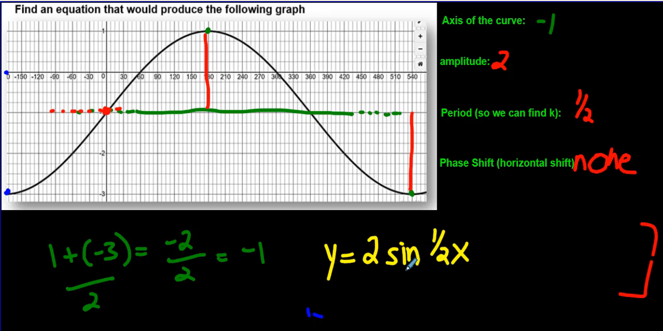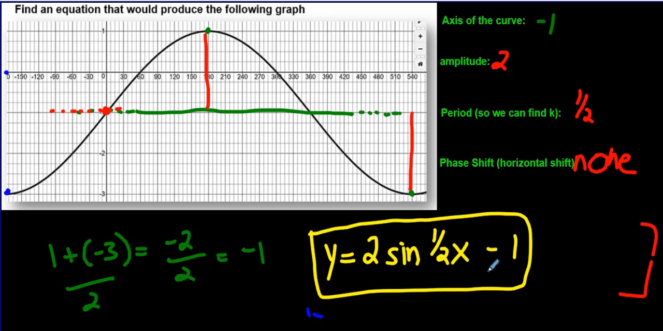Don't forget the x. And do we have a horizontal shift? We do not. Otherwise we'd have to put brackets here. But we do not have one, so I'm not going to put brackets. The axis of the curve is -1, so you're going to write that on the end. And that is the answer that we could check by punching that into Desmos, and you could see that this is graphed correctly. So I hope that helps.